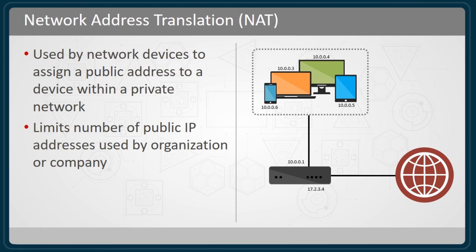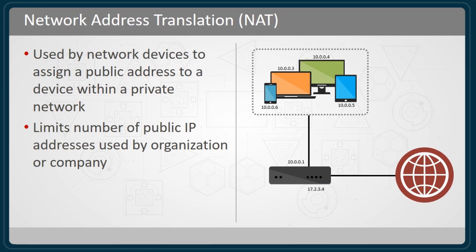So this is where network address translation steps in. As the packet hits the router, it strips off 10.0.0.3 as the return address and inserts 17.2.3.4, the public address, which is entirely visible to the web server and the router on the other side. But then it's up to the router to remember that the request came from me in the first place.